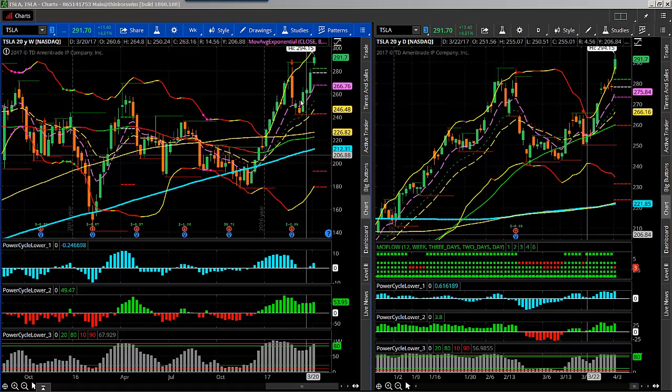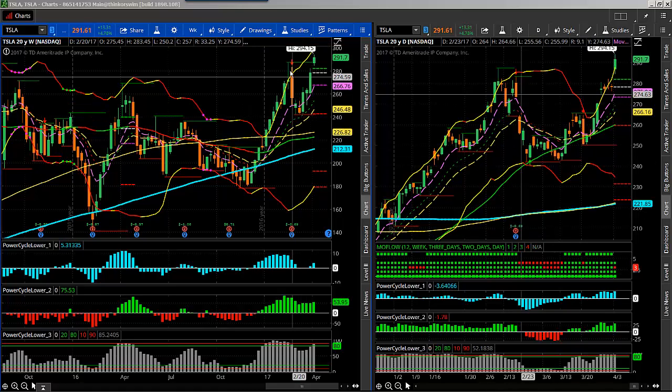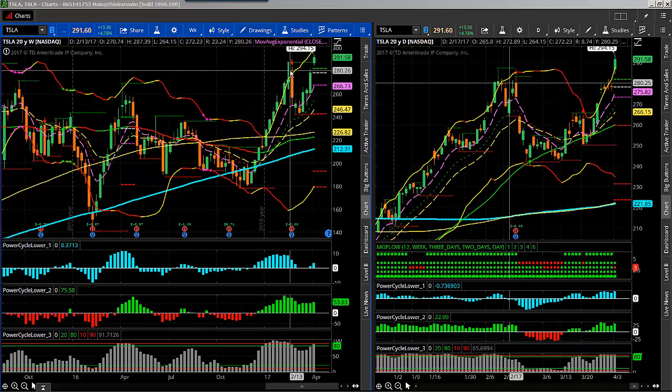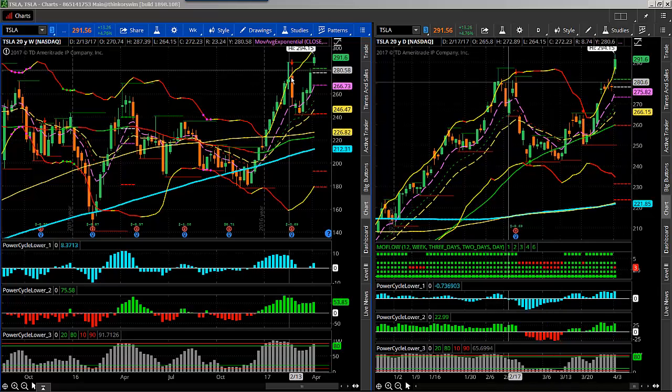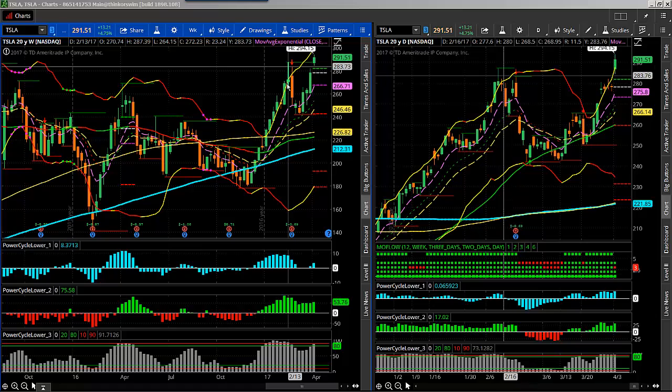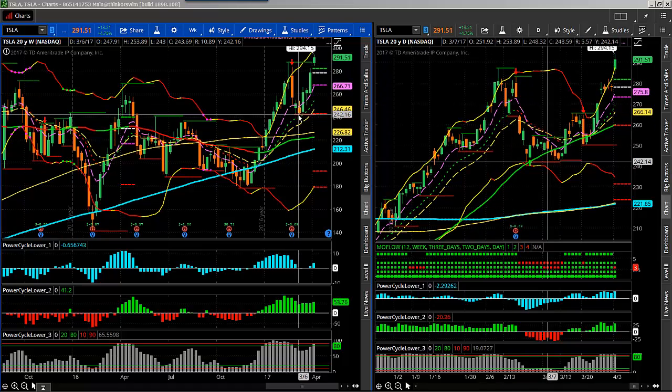This next trade setup is what we define as a cycle low retracement. Okay, so basically what we're looking for here is a retracement down to major moving average support.